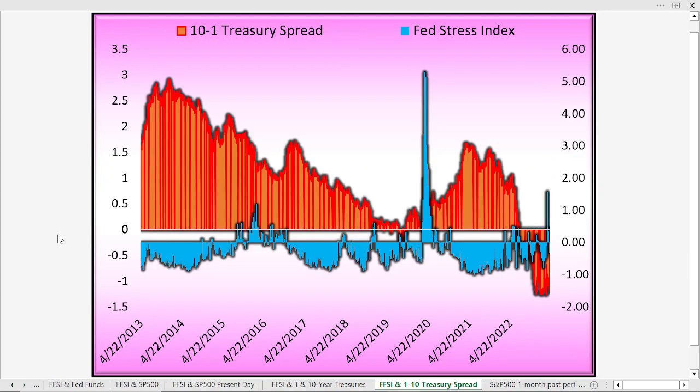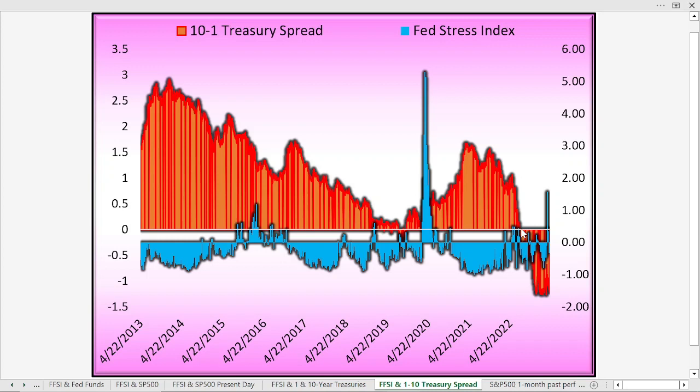Now, take a look at the orange area chart. That's the 10-1 U.S. Treasury spread, the difference between a 10-year bond and the 1-year bond. The blue is the Fed stress index. Now, going back to 2014, we saw there was a much higher yield for the 10-year than there was for the 1-year. And that's shown over here as the red area chart is so high on the left-hand side. But we can see as this declines, it's showing us that the 10-year is starting to lose ground against the 1-year. And eventually, June, July of last year, turning negative. This negative is the beginning of the inverted bond market.